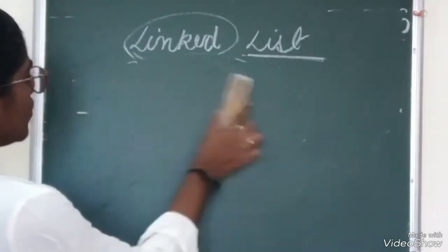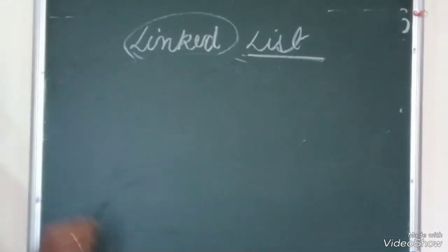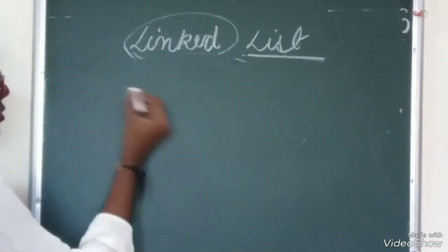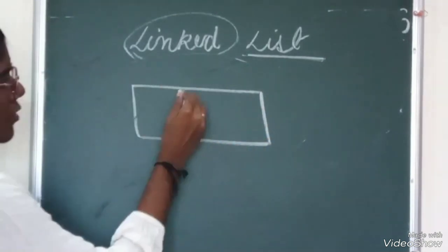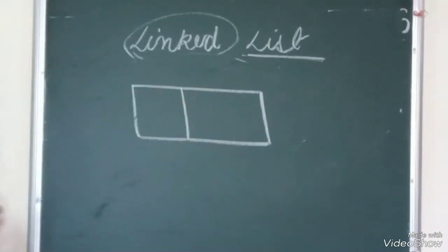So, remember, single means only one. First of all, a linked list is represented by a node. The representation of a linked list is going to be like this. It does not physically exist like this, but we just visualize it to be like this.